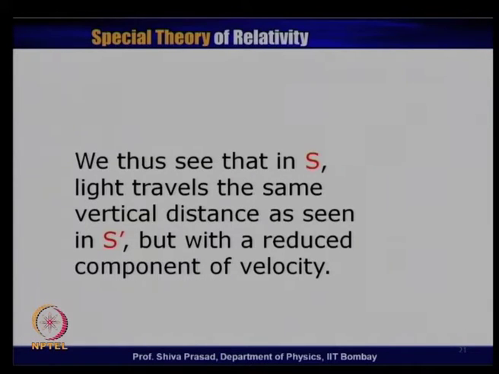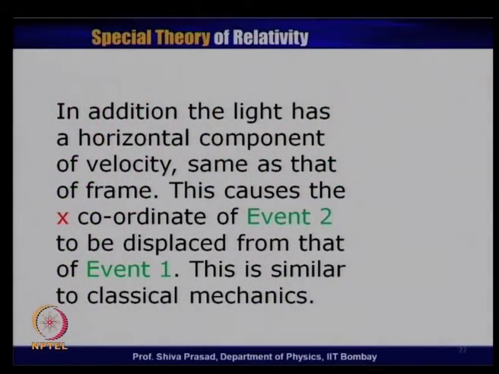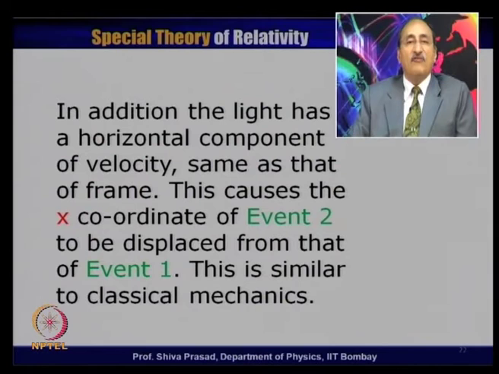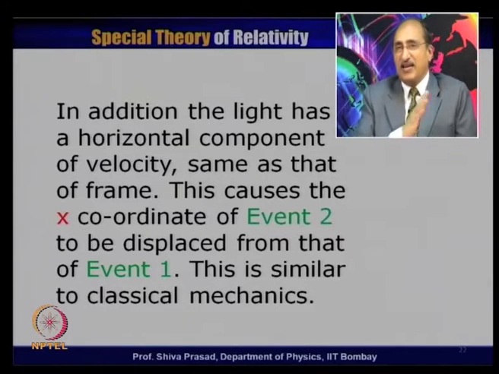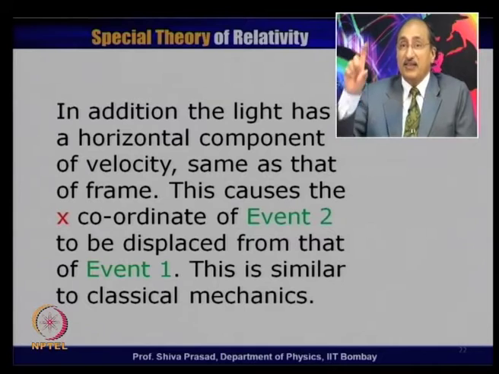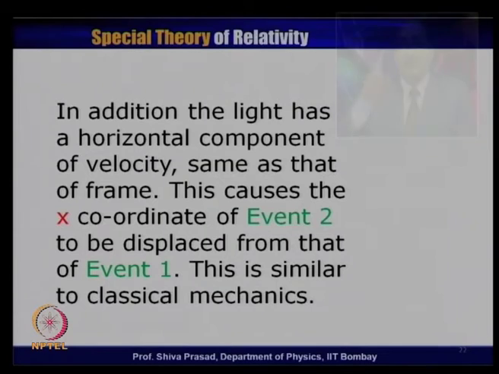So, we thus see that in S, light travels the same vertical distance as seen in S prime, but with a reduced component of velocity. In addition, the light has a horizontal component of velocity same as that of the frame. This causes the x coordinate of event 2 to be displaced from that of event 1 as seen in S frame. This is similar to classical mechanics, because in classical mechanics also this event will appear to have a displaced value of x. The difference here of course is that in relativity the y component of the velocity has changed as seen in S frame of reference to make the speed of light the same.